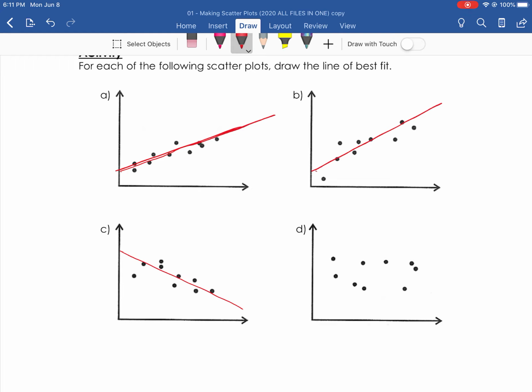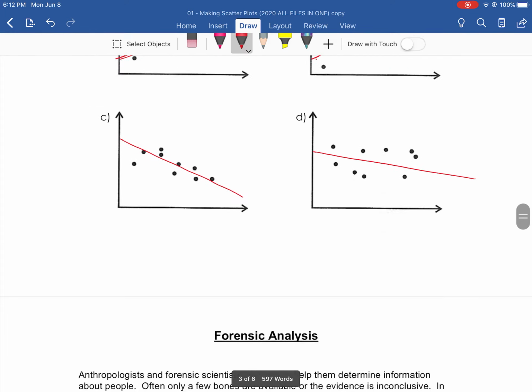Pretty good. And ooh, okay, definitely this one here, I would say, is no correlation. I'll draw the line of best fit because they asked me to, but wow, I think those are too scattered. We might call that no correlation.